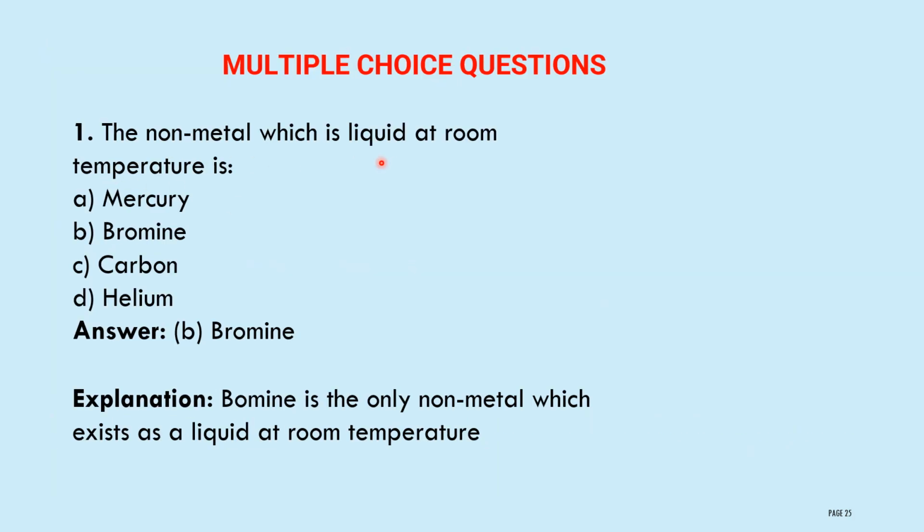The non-metal which is liquid at room temperature is: option A, mercury; option B, bromine; option C, carbon; option D, helium. Answer is bromine. Bromine is one of the non-metals which is a liquid at room temperature. Bromine is the only non-metal which exists as a liquid at room temperature.